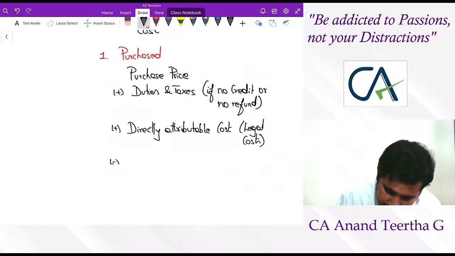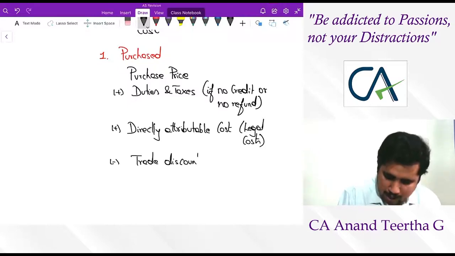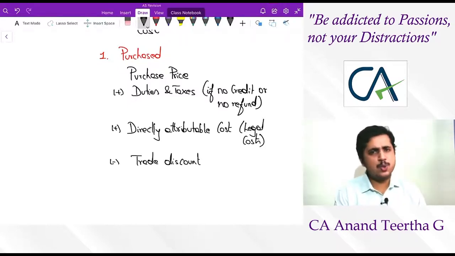Then if there is any trade discount, then deduct. You have seen this in AS10, you have seen this in AS2. The same thing is covered over here as well. Any direct cost to acquire should be added, but duties and taxes are allowed only if there is no refund, no credit. Deduct trade discount. This is your purchased intangible asset. If you have purchased it from any other person, that will be covered over here. But point to be remembered, we don't talk about goodwill at this point. What we are talking about is a normal intangible asset getting purchased, not goodwill.